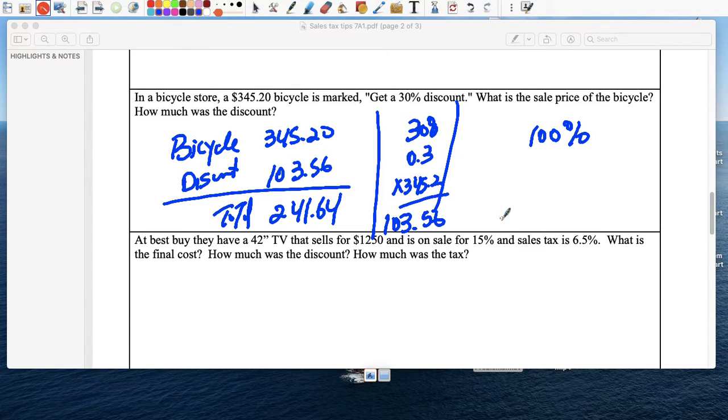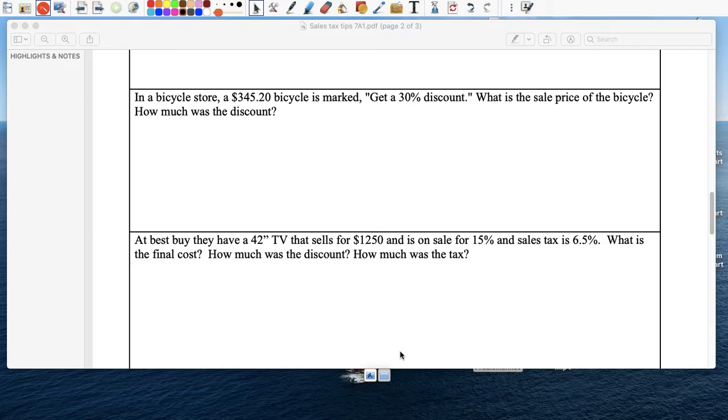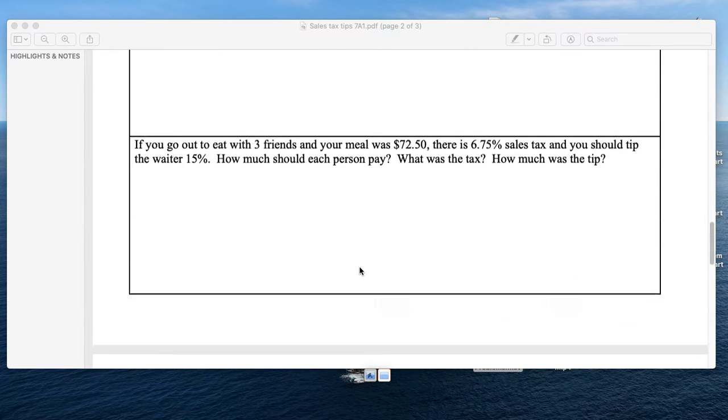Again, the most direct way. If you were responsible for 100% of the bicycle, they took 30% off, so now I only pay 70% of the original price. Let's change 70% to 0.7. The original bike price was 345.2. Let's multiply 345.2 times 0.7, which is what you're responsible for, and we get the same answer, 241.64.